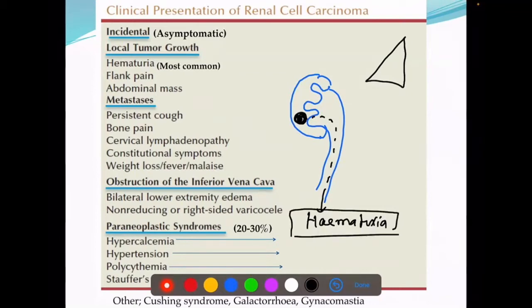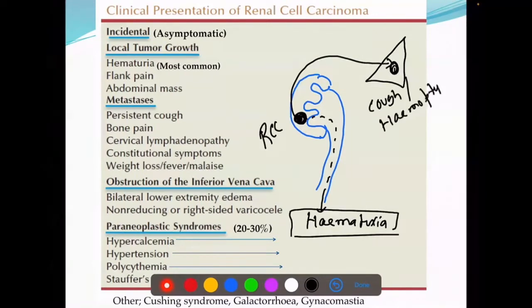Second thing, can you explain a patient of RCC having cough and hemoptysis? Yes, because I can say fine, RCC patient, if there's a metastasis to lung, then obviously it will destroy the lung tissues and cause bleeding, causing hemoptysis. I can explain this as well.